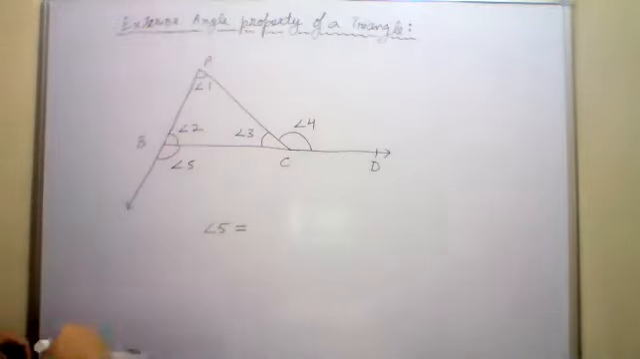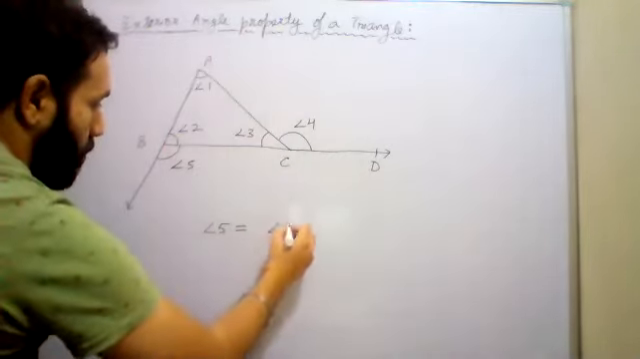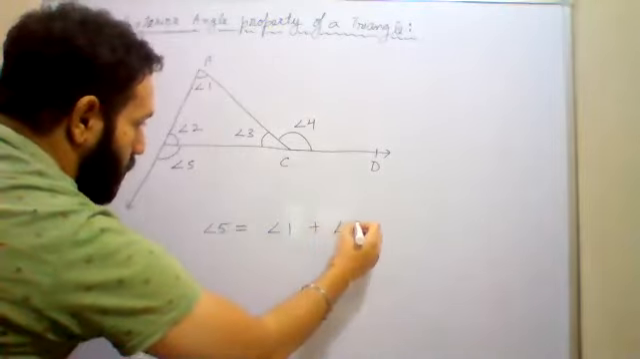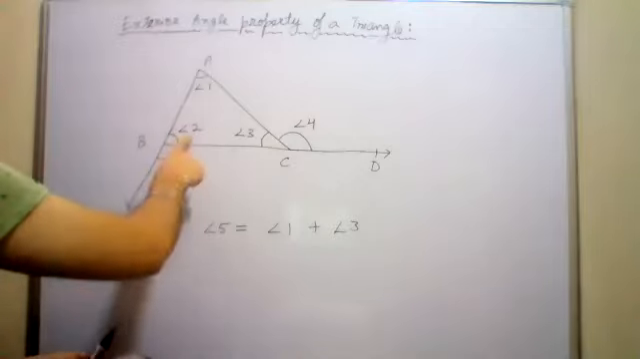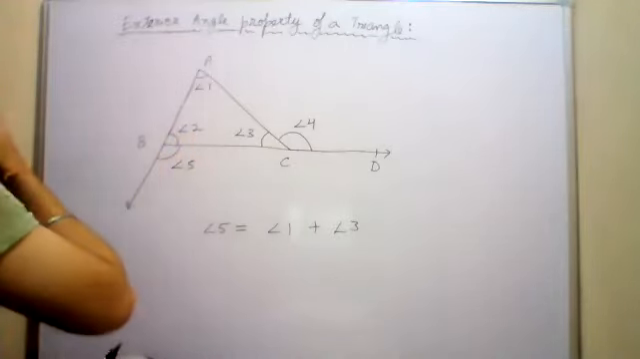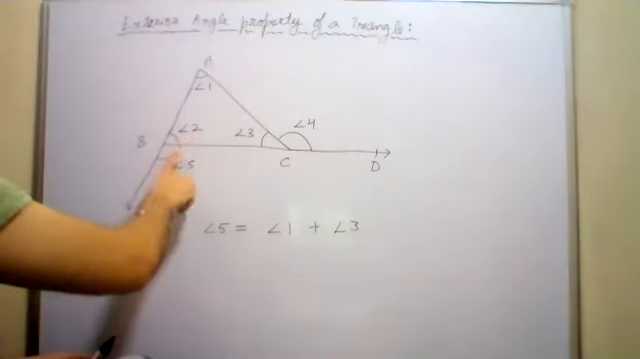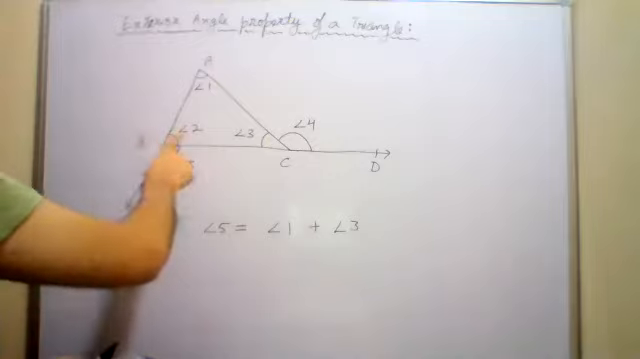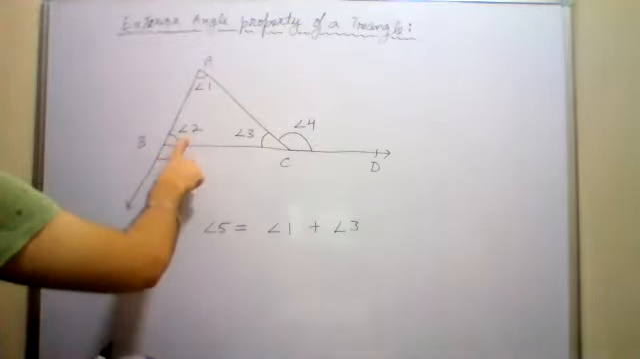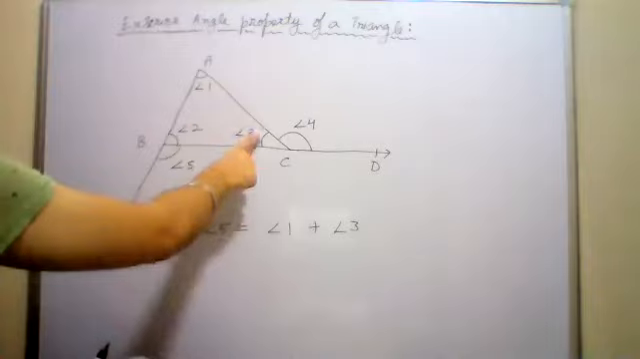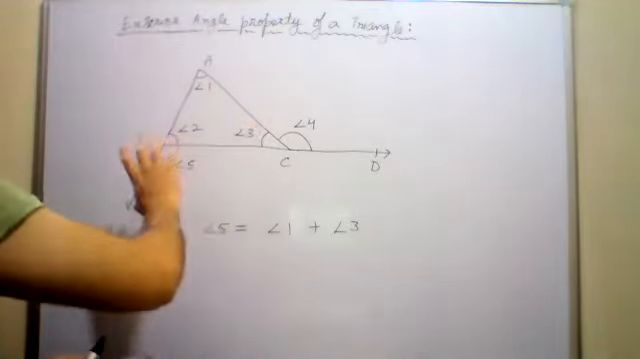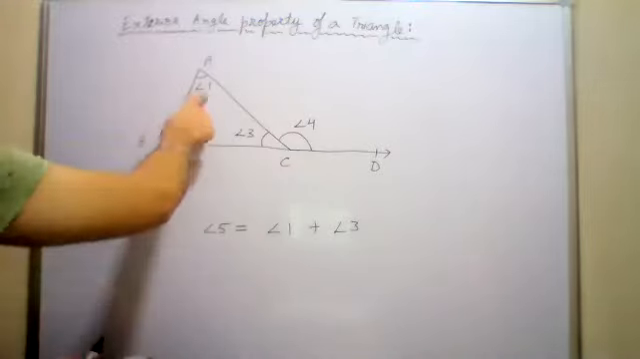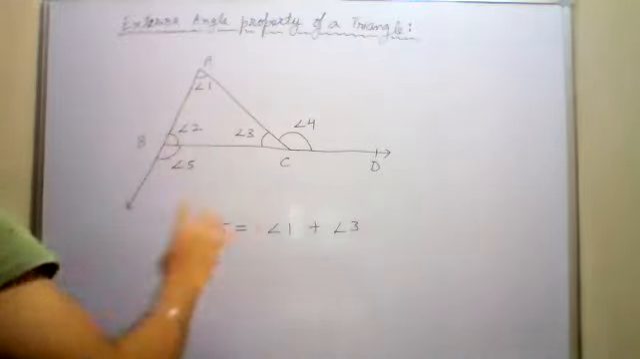Angle 5 is equal to angle 1 plus angle 3, because angle 2 is not an opposite interior angle when we are talking about angle 5. Angle 2 is next to angle 5, so this is an adjacent angle. This is not an opposite interior angle. Angle 1 and angle 3 are not attached to angle 5. So angle 1 and angle 3 are opposite interior angles. So if we add these two angles, we will get angle 5.